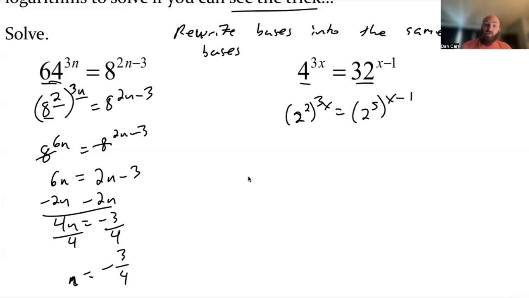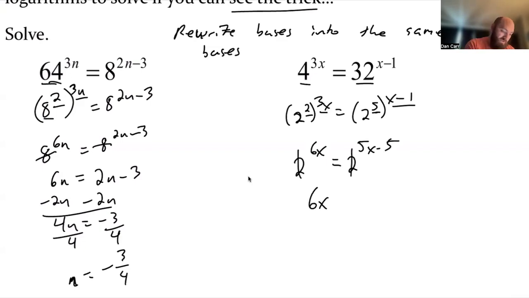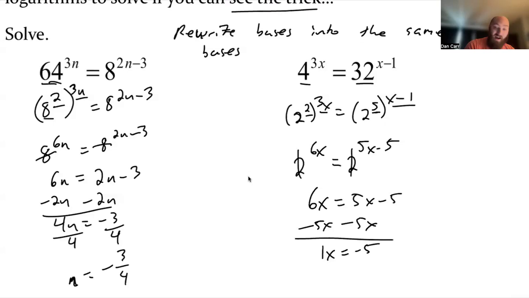From here, I'm still going to do the same multiplying exponent rule. So 2 times 3x is going to give me 2 to the 6x power. Here, I have to be careful because I'm going to distribute that 5. I'm still going to have to do 5 times x minus 1, but that's going to turn into 2 to the 5x minus 5 power. Now that they're exactly the same base, we just simply cross this off. So 6x equals 5x minus 5, and then I subtract 5x from both sides. So I get 1x equals negative 5, and that's it.